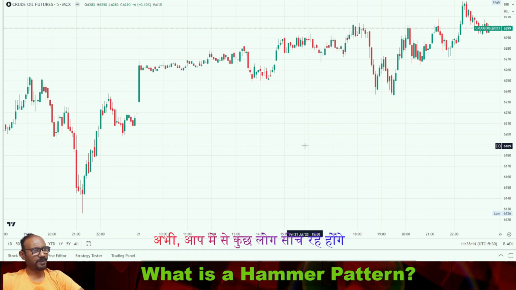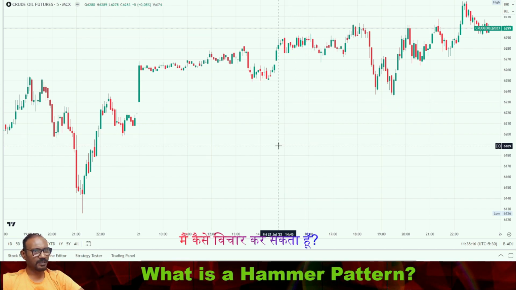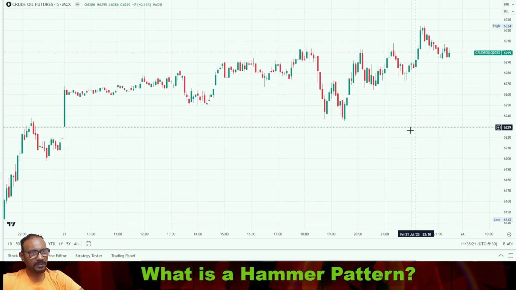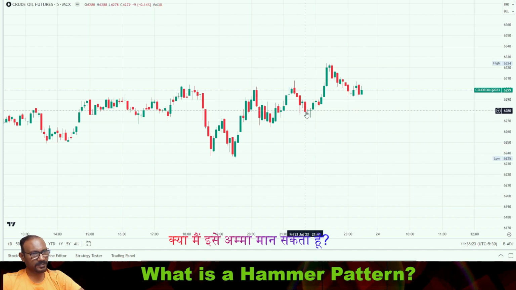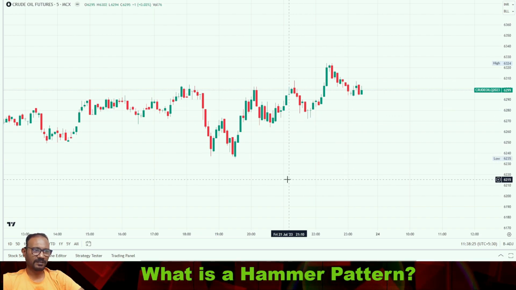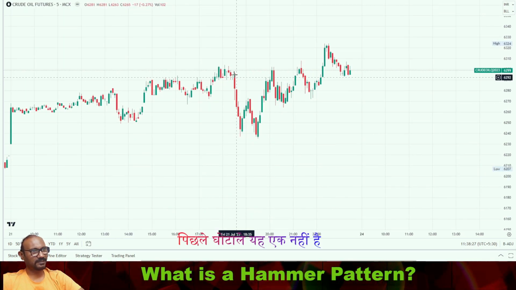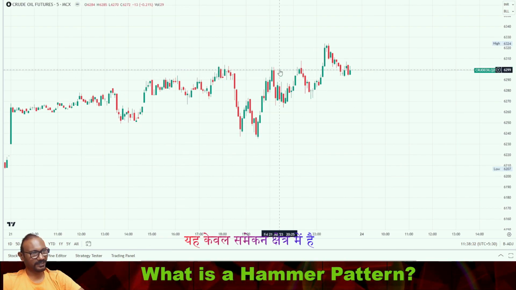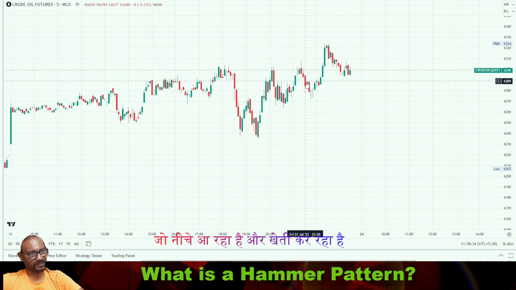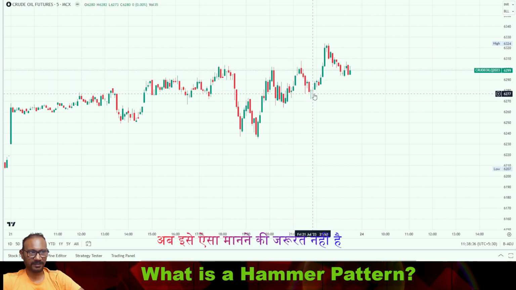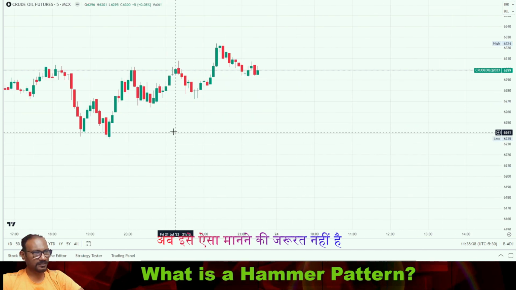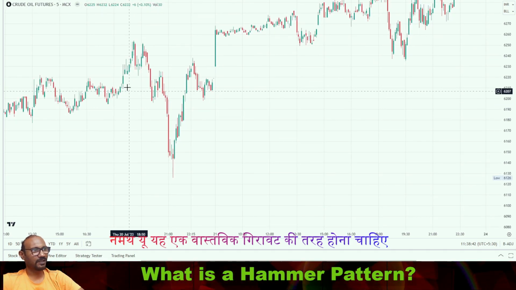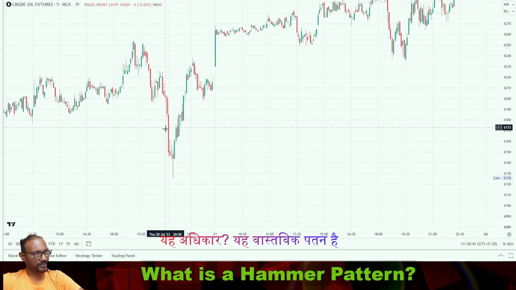Now, some of you may be wondering, can I consider this as a hammer? Now, if you look at the previous candles, this is not a downtrend. It is only in a consolidation zone in which it is coming down and forming a hammer. Now, this need not be considered as a hammer. It has to be a genuine fall like this, right? This is a genuine fall.